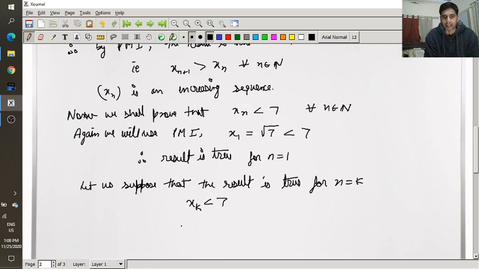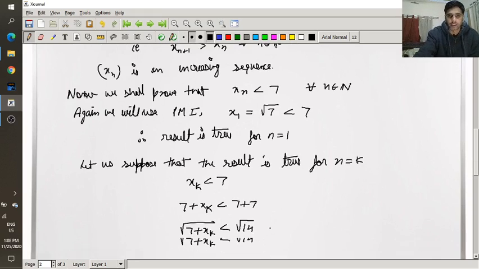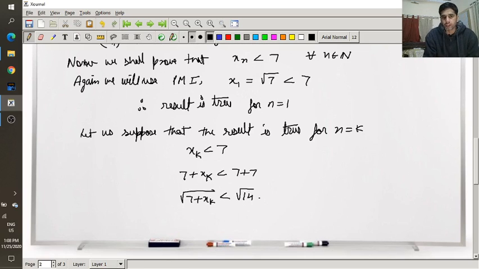So I will just add 7 to both sides. Less than 7 plus 7, and I will take the square root. So the square root of 7 plus xk is less than the square root of 14, right? Now the square root of 14 is about 3 point something, which is clearly less than 7. Can you observe that root 14 will be clearly less than 7?